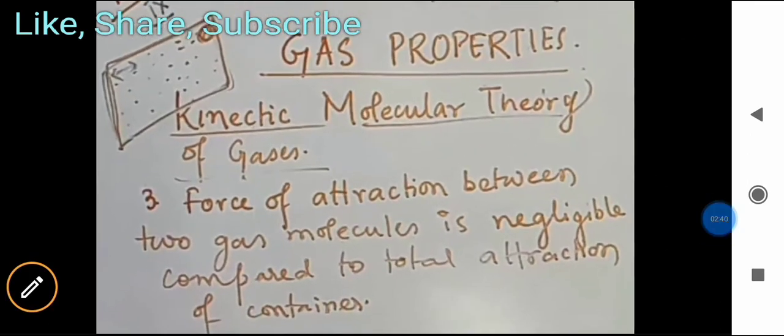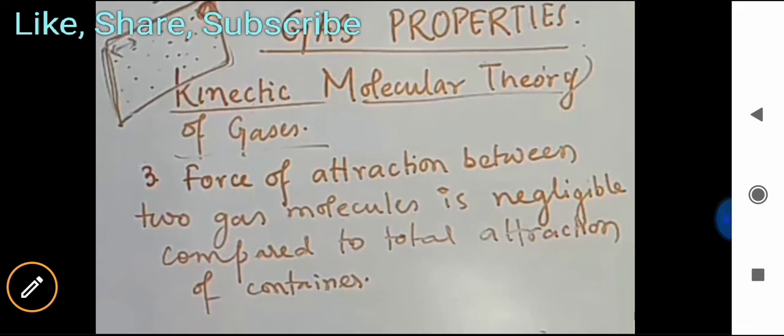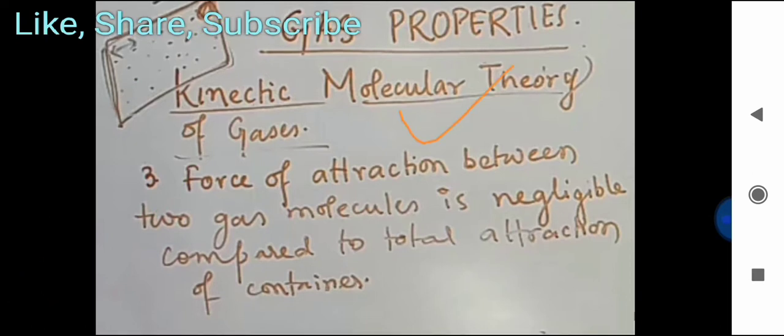The third property is that the force of attraction between two gaseous molecules is negligible compared to the total attraction of the container. Suppose this is a molecule. The force of attraction between two molecules is negligible if we compare it with the attraction of the container. So these are the main postulates. Other things are also given, but these three are the main postulates of the kinetic molecular theory of gases. Okay, so you can understand it.